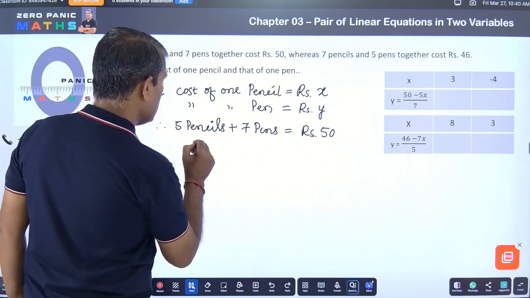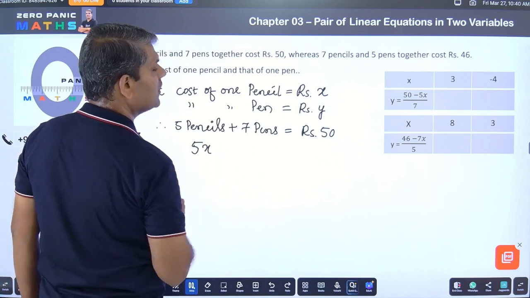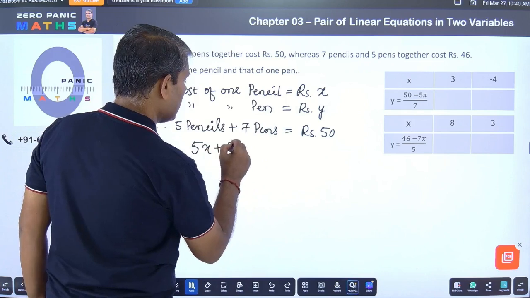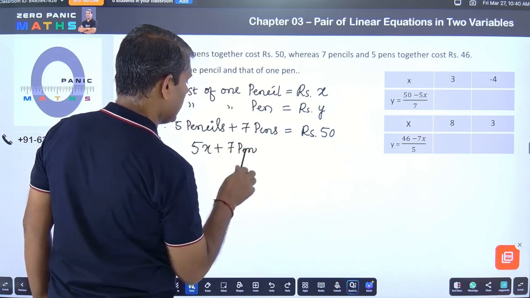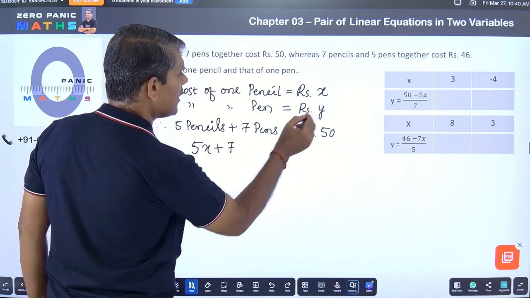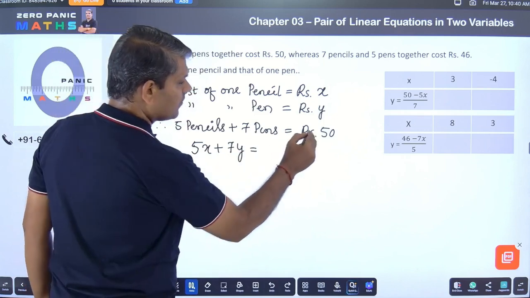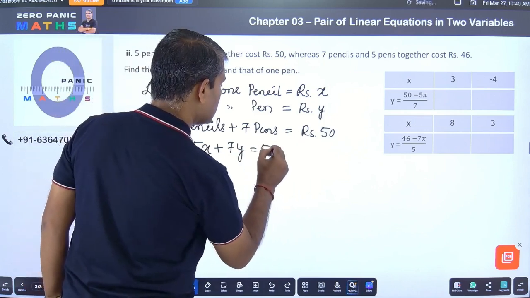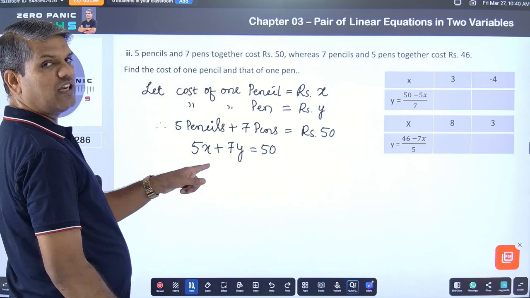So 5 pencils, what are we representing pencil with? X. 7 pens, we are representing as y. Rupees 50 is our 50. Okay, this is the first linear equation.